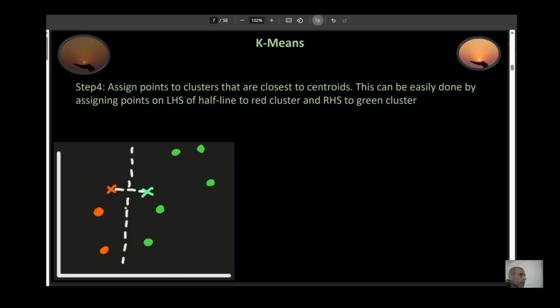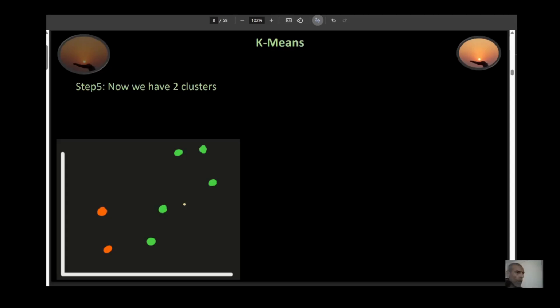Step 4. Now you assign points to the cluster that is closest to them. In this particular instance, you can see all the points on this side would be closest to this cluster. So assign this point to this cluster, and this to this. Same thing on this side. All these points get green, and these two points get assigned red. And now we have two clusters, these two right here and this one right here.